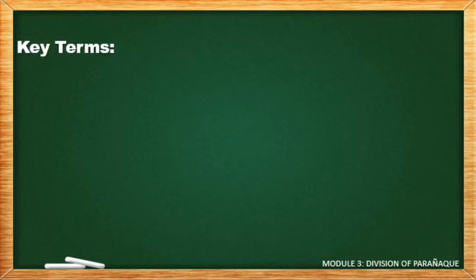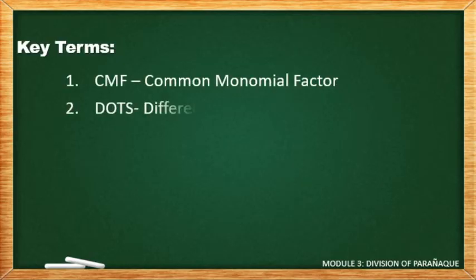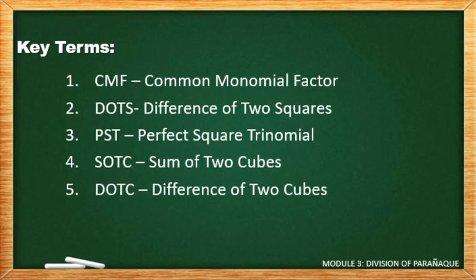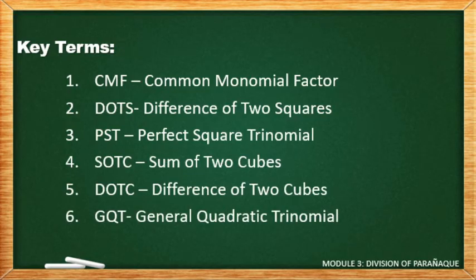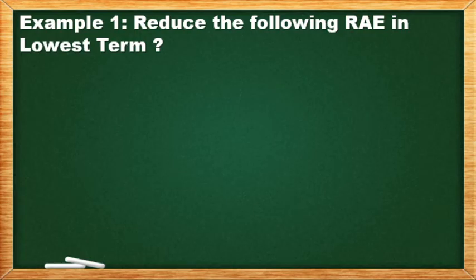Okay. These are the key terms of those acronyms. We have CMF, common monomial factor; DOTS, difference of two squares; PST, perfect square trinomial. Number 4, SOTC, sum of two cubes. Number 5, DOTC, difference of two cubes. And last one, GQT, general quadratic trinomial. So, dapat hawak nyo yung module 1 to module 2 nyo para maintindihan nyo kung paano tayo mag-simplify ng rational algebra expressions.